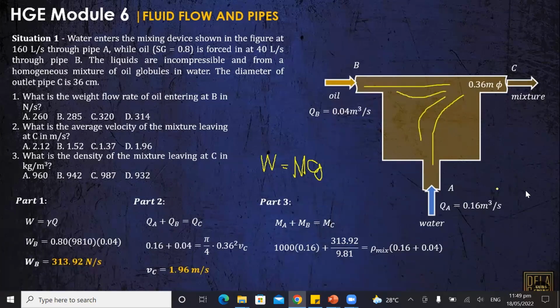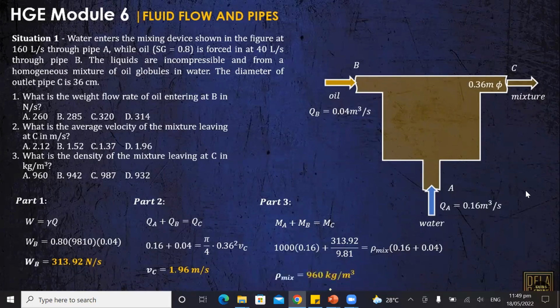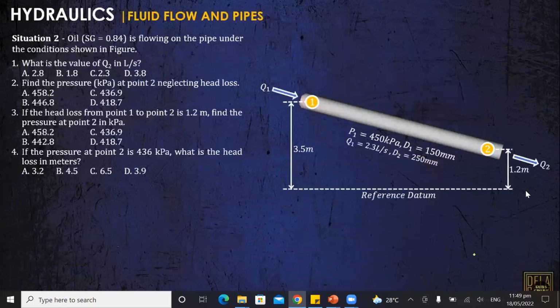Ganyan. Alright? So we can solve the density of the mixture equivalent to 960 kilograms per cubic meter. Okay? Situation 2 tayo.